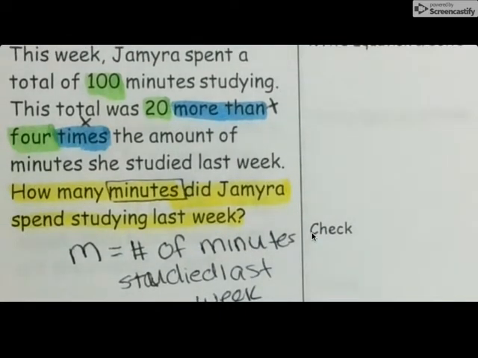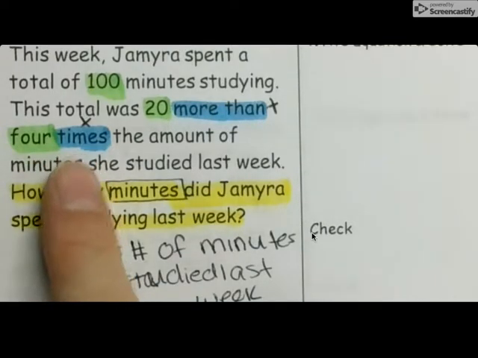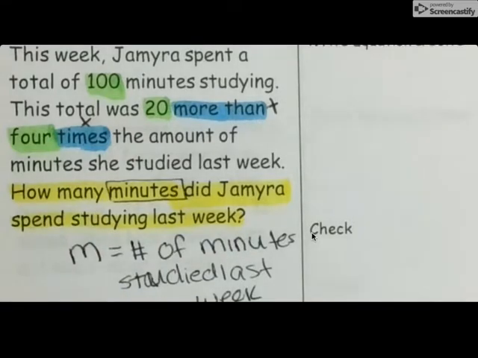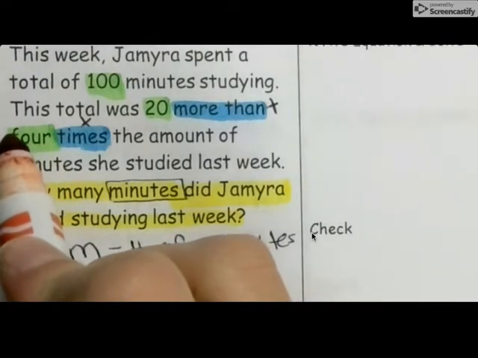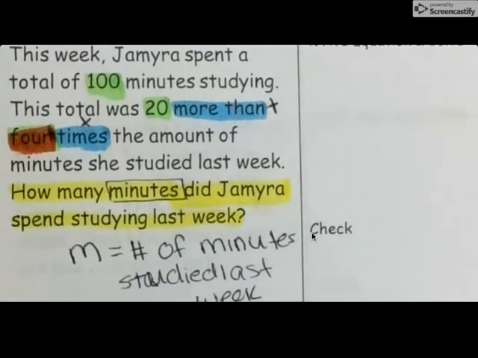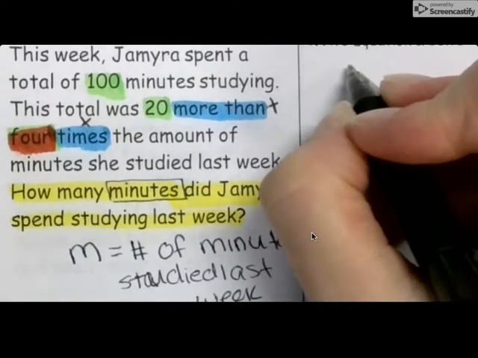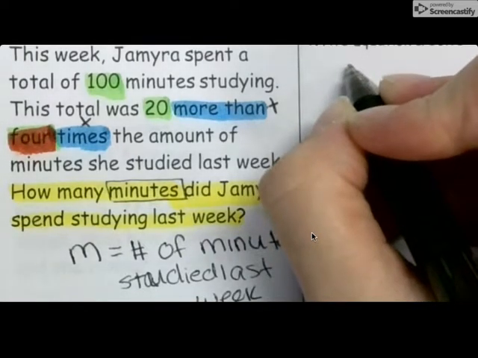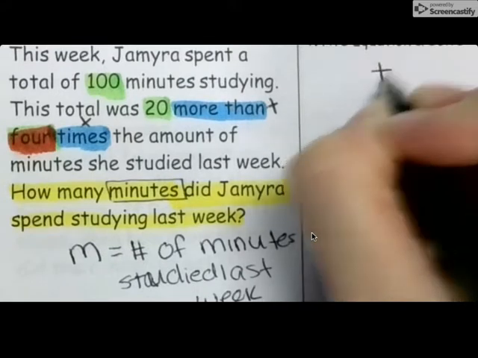Now, if M is the number of minutes she studied last week, and this says 4 times that, then that means that 4 is actually going to be my coefficient. See what I mean by I don't care about the colors up front with the numbers. I can always go in and change it. Okay? So, now let's write our equation. More than means plus.